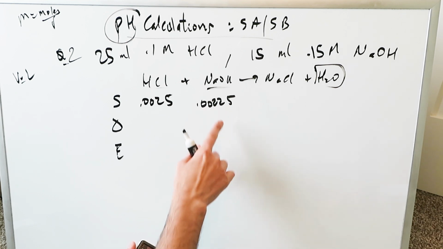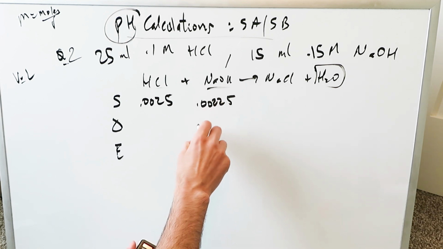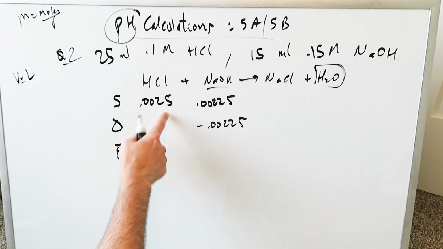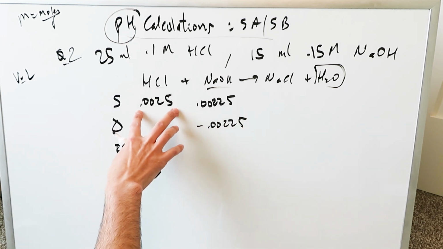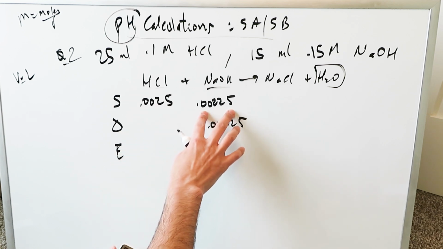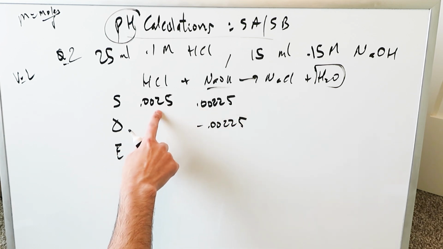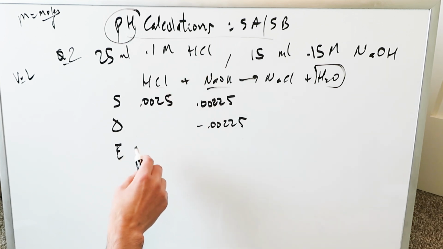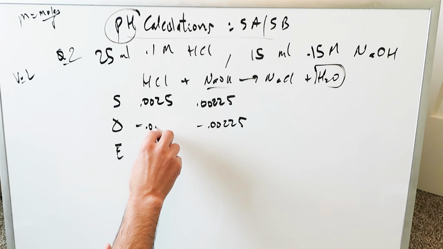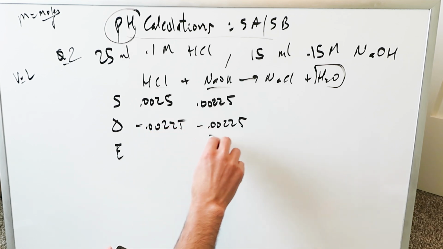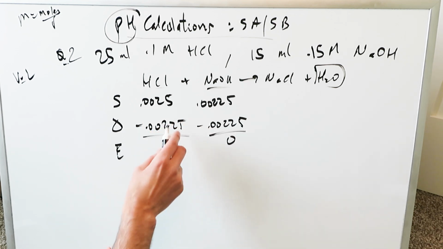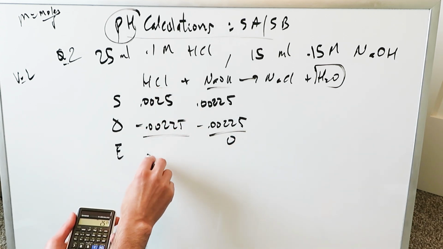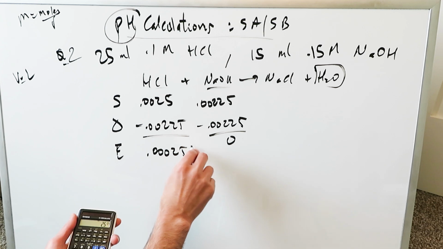If it's the smaller number, the base will fully neutralize because it will be overcome by the higher amount of HCl. An equal amount of this will neutralize an equal amount of this, and you'll still have this left over. The amount left over will then direct the pH of the overall solution. Minus 0.00225, this will fully neutralize to 0, but this won't. You will subtract these two, and here you'll have 0.00025 moles.